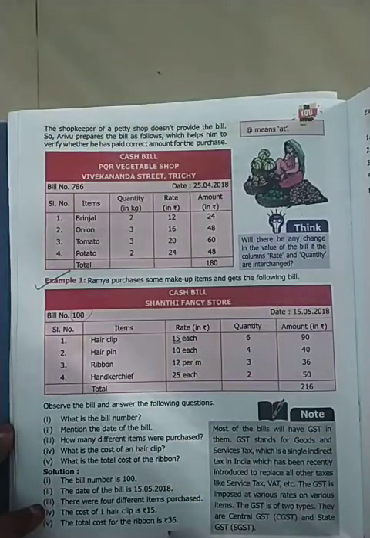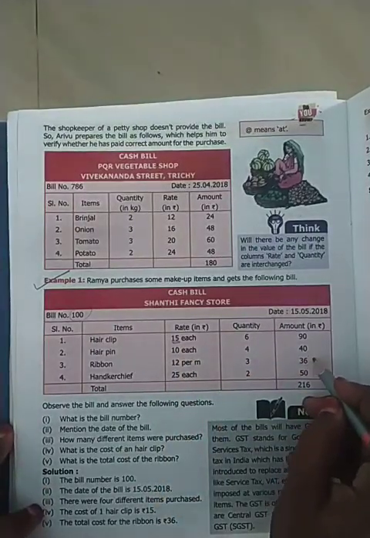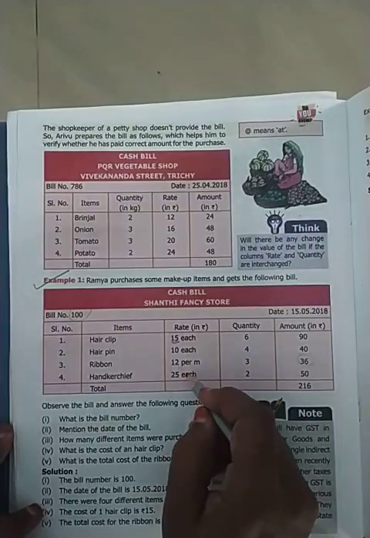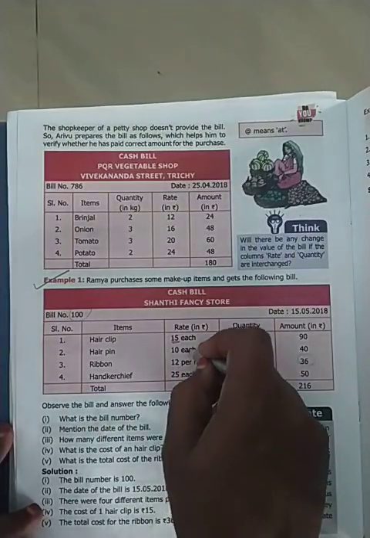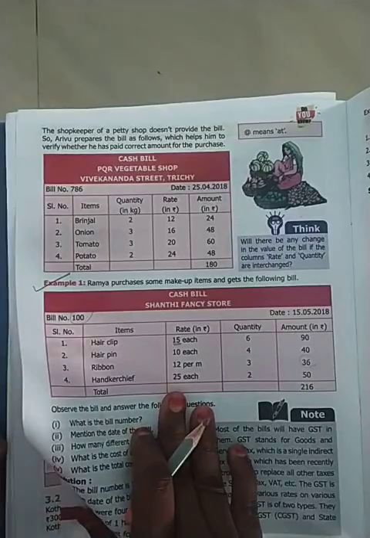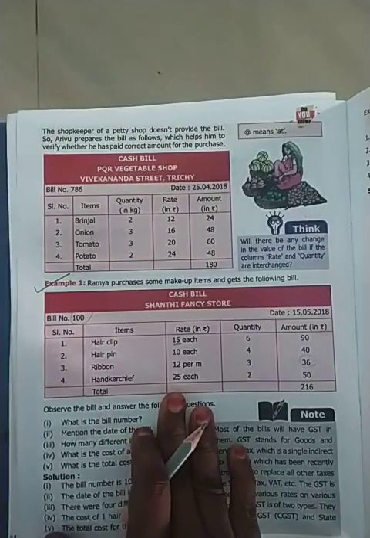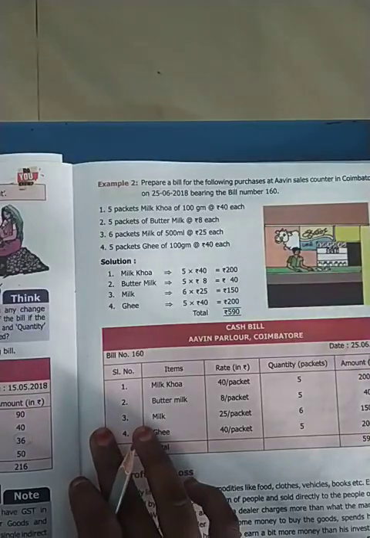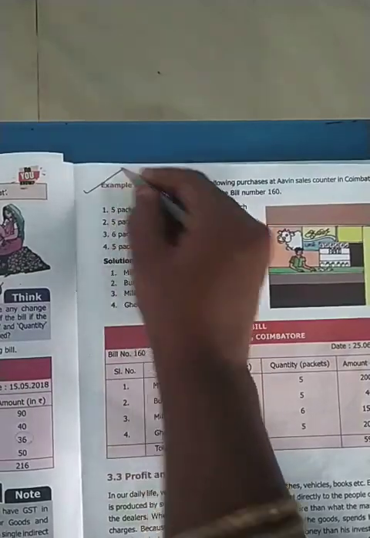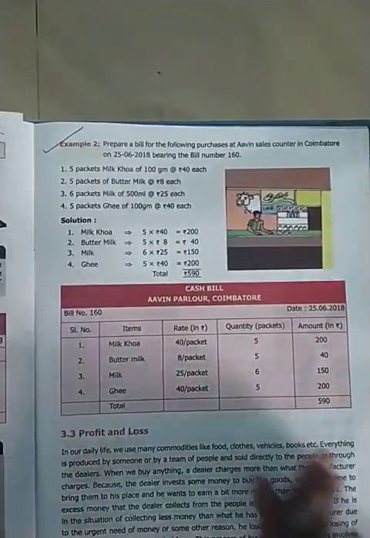Then the total cost of the ribbon. Total cost is 36. Whereas the cost per meter or cost of each hair clip is given to you. So you should write this example and then example number 2, preparing the bill. Write these 2 things.